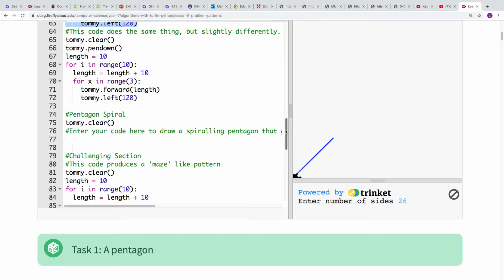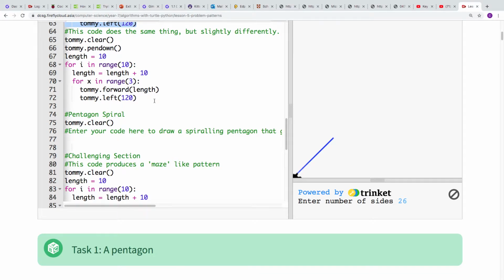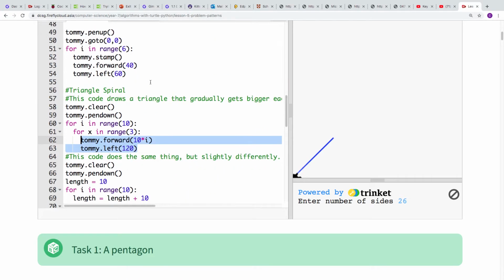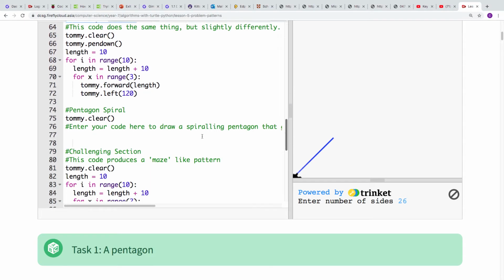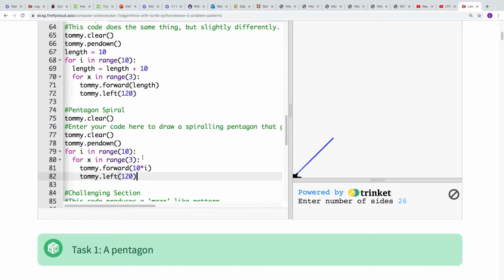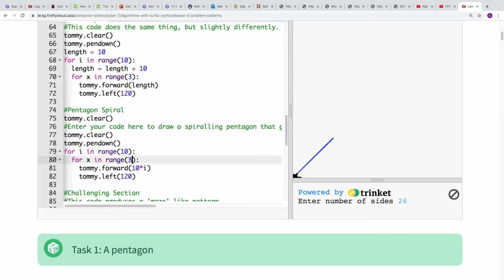We've got no code for our Pentagon spiral. So let's take the first one and try it. We'll paste that in there. We've got 10, which just means there's 10 triangles in that previous one, so let's leave that as 10. How many sides were in a triangle? 3. So we want 5 for the Pentagon.